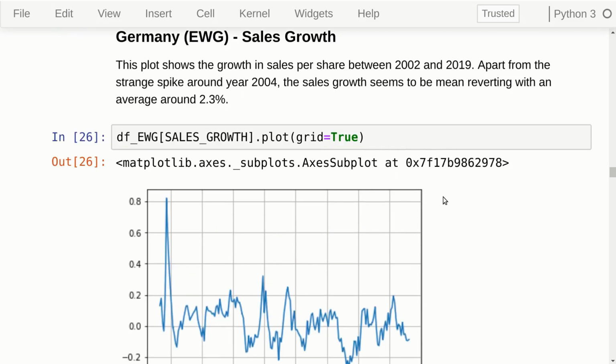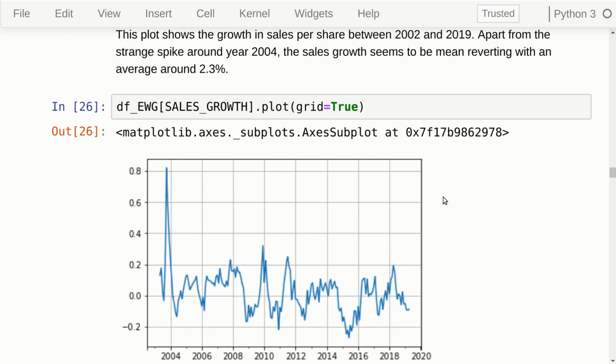Once again, an important component of the forecasting model is the sales growth, and this plot here shows the annual sales growth between 2002 and 2019. There is a strange spike here, but that is probably okay because we are mainly interested in the mean sales growth and whether this plot here is showing some kind of cyclical tendency and mean reversion, and it appears to be doing so. And the mean sales growth was around 2.3%.